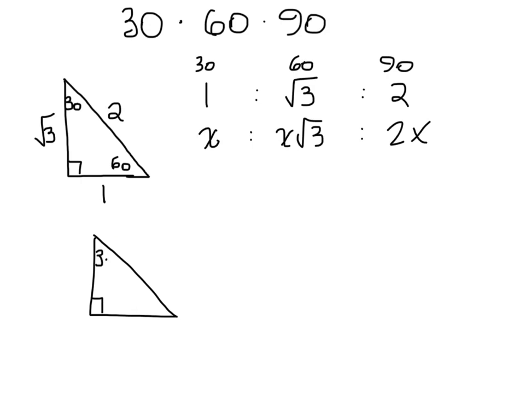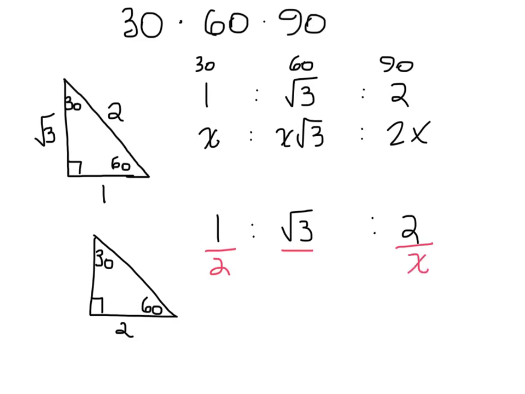Let's do an easy one, 30, 60, and I tell you that the 30 side is 2. So I have 1, root 3, and 2. If the 30 side is 2, I'm going to easily find this one.